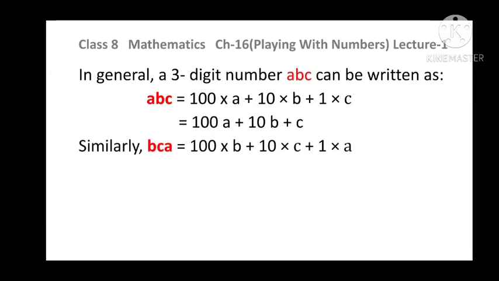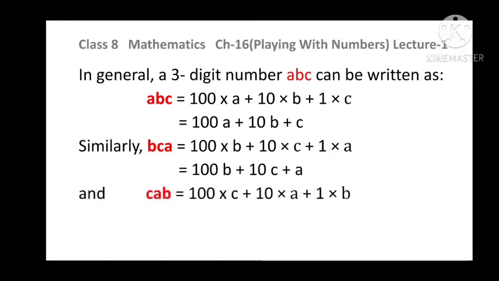Similarly, if the number is BCA, then it will be written as 100 into B plus 10 into C plus 1 into A. As B is at hundreds place, so it will be multiplied by 100. C is at tens place, so it will be multiplied by 10. A is at ones place, so it will be multiplied by 1. Now it will be equal to 100B plus 10C plus A.